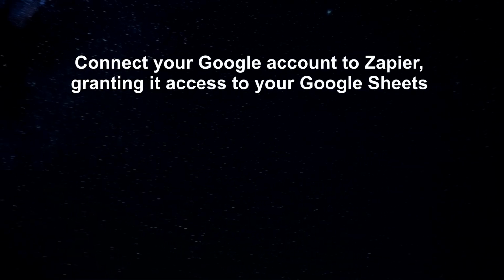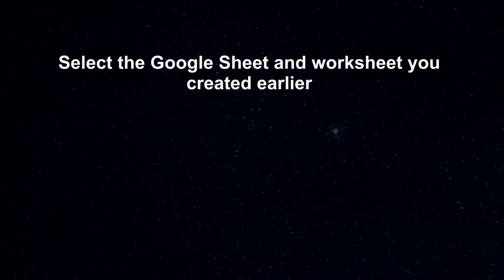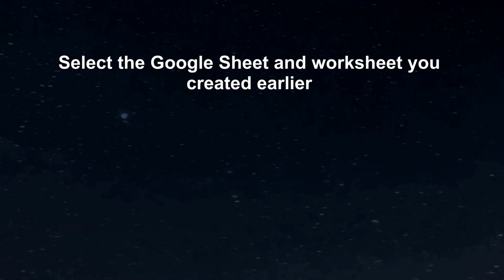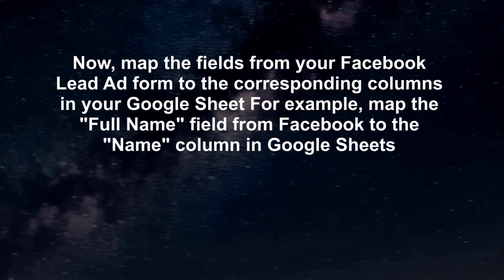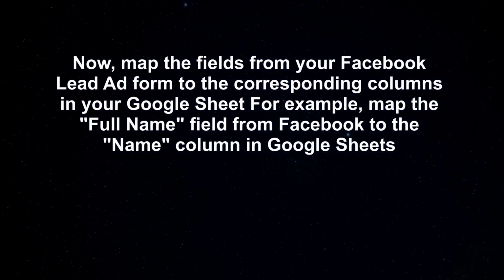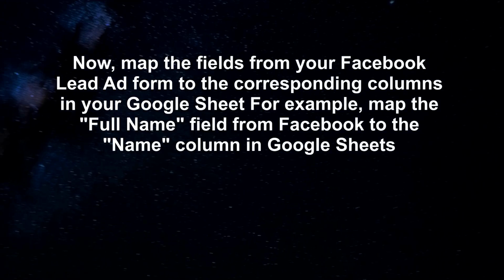Connect your Google account to Zapier, granting it access to your Google Sheets. Select the Google Sheet and worksheet you created earlier. Now, map the fields from your Facebook lead ad form to the corresponding columns in your Google Sheet. For example, map the full name field from Facebook to the name column in Google Sheets.